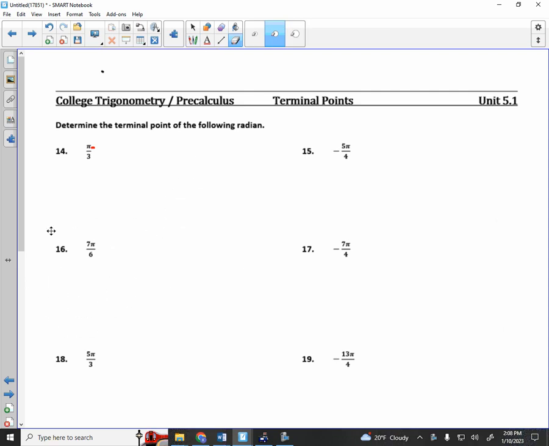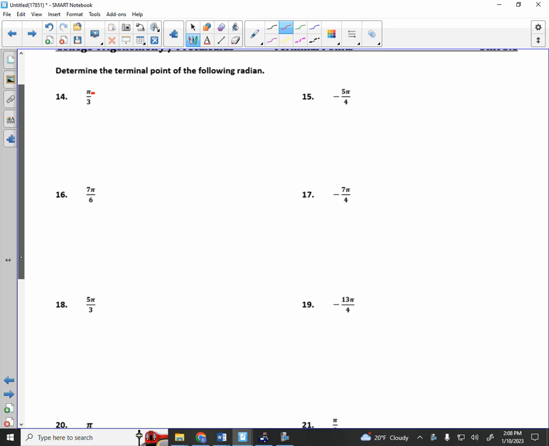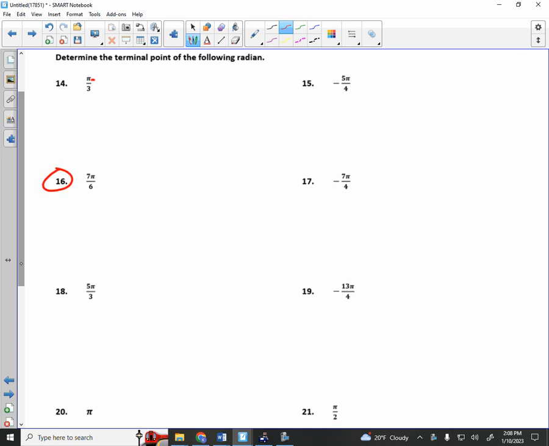So let's watch how you can do it quickly. I'm just going to choose 7 pi over 6. Now, does anybody see the terminal point right away? Okay, so here it's negative root of 3 over 2 and negative 1/2. I will show you how you can come up with that quickly, okay? 7 pi over 6 is how many degrees? 210? Which is going to make what for a reference angle there? What's the reference angle? 30.